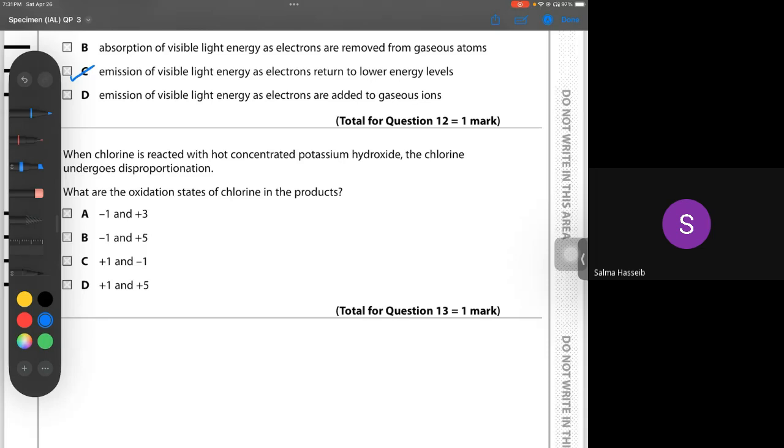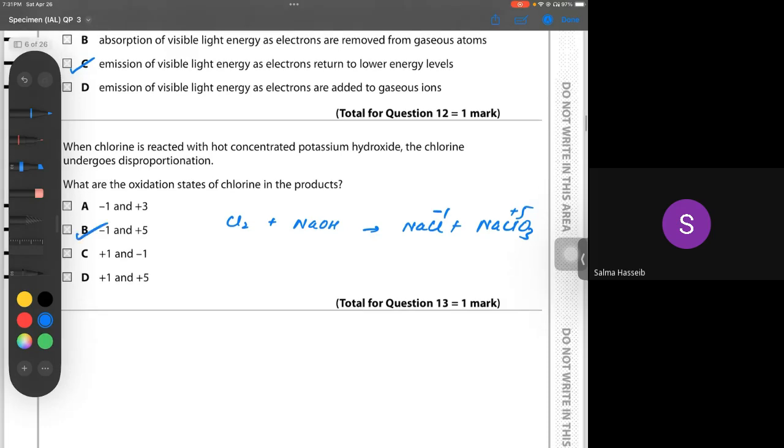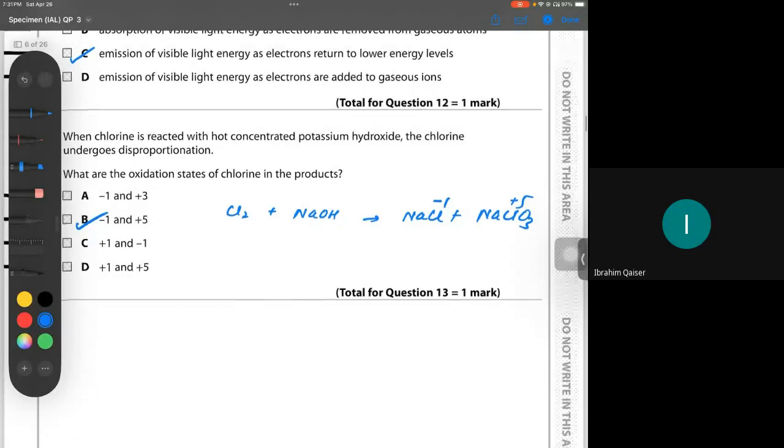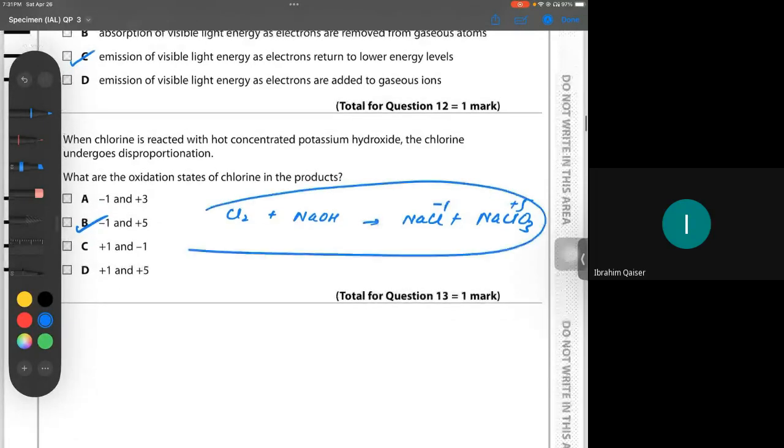I remember this equation: when chlorine reacts with sodium hydroxide, it produces sodium chloride and also NaClO3. In this, it's -1 and it's +5. So that's why the answer is B. You have to memorize this equation, then you have to find out the oxidation state of chlorine.